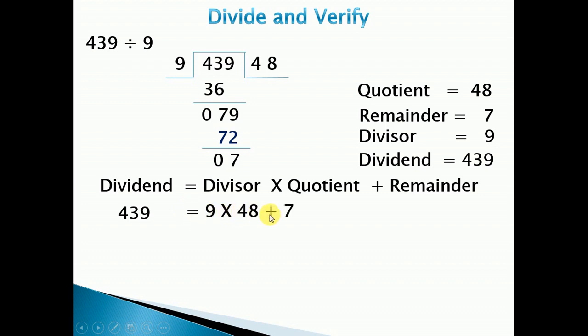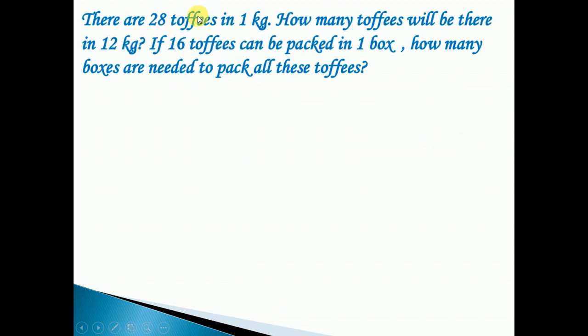9 into 48 plus 7. We multiply 9 into 48. 432 plus 7 is equal to 439. Thus we get the number equal to the dividend. Hence verified. Now we solve problem sums.